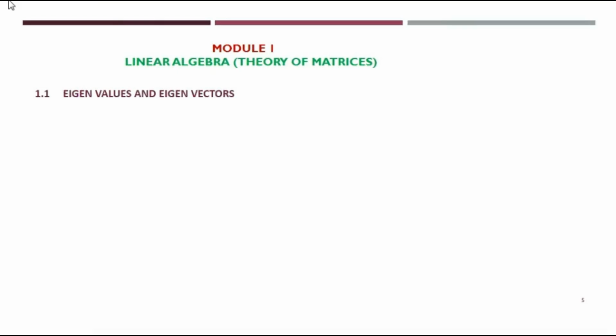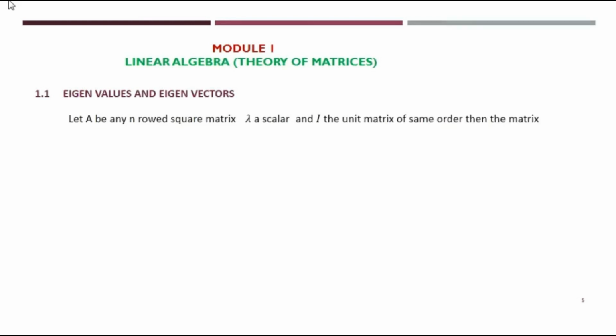So now, what are eigenvalues and eigenvectors? Let A be any n-row square matrix. We know what a square matrix is, having an equal number of rows and columns. So let A be any square matrix of order n, lambda be a scalar, and I be a unit matrix. What is I? Unit matrix means 1 0 0, 0 1 0, 0 0 1 if it is of order 3. So A is any square matrix. Lambda is a scalar. I is a unit matrix of the same order.